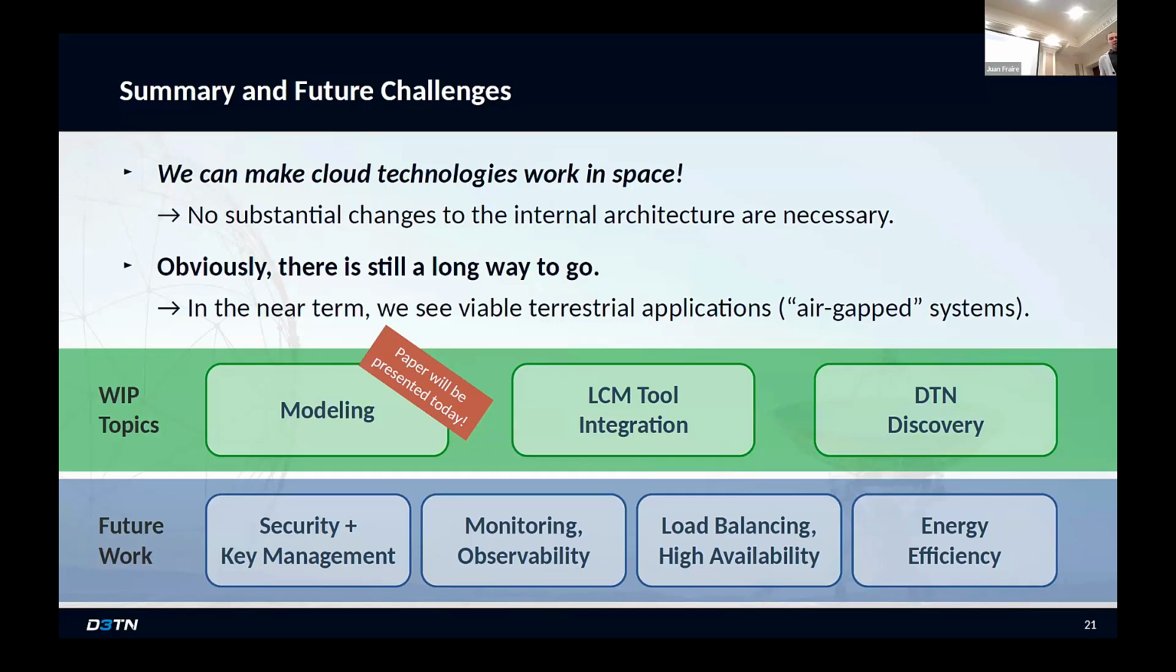So what are we working on currently in the remaining project here? First of all, we have an ongoing effort at modeling the infrastructure and an abstraction to allow, for example, simplified configuration and transfers between different instances, between different technologies. There is also a paper on that presented by Anastasia today in the first session. Then we are working on integrating application lifecycle management tooling, this Helm example that I showed. And we are working on integrating D3TN discovery mechanisms.